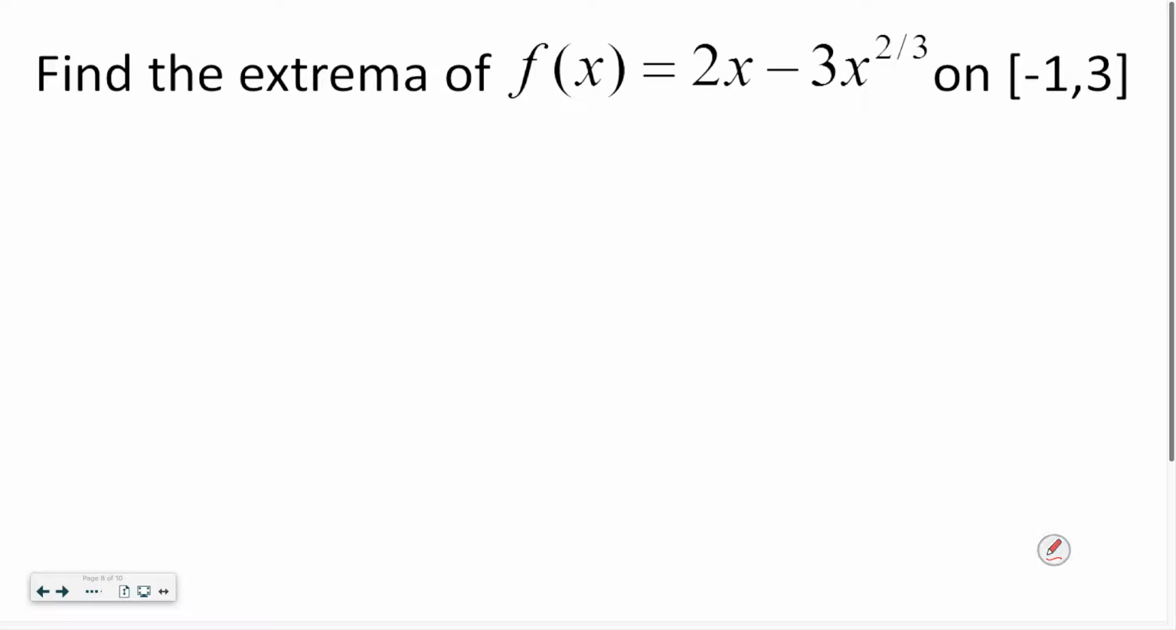Okay, so we have an interval. We know we're going to need to plug in -1 and 3, but before we can do any of that, we need to identify critical numbers and figure out if we have potentially minimums and maximums there. All right, so our derivative.